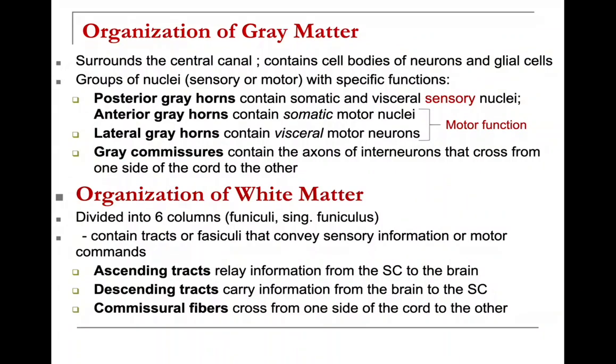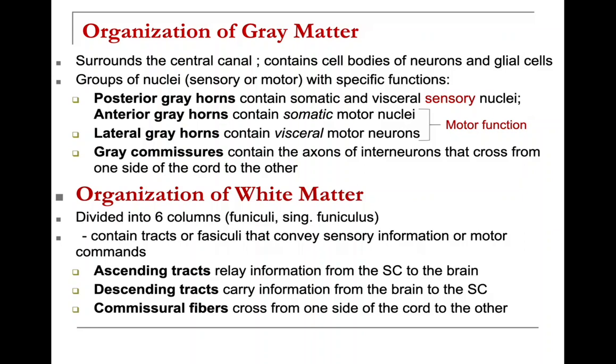So the gray matter is going to surround the central canal. It's going to have cell bodies of neurons and glial cells. There are groups of nuclei, sensory or motor, that are going to have specific functions. So your posterior gray horns are going to contain somatic and visceral sensory nuclei. Anterior gray horns will contain somatic motor nuclei. Lateral gray horns contain visceral motor neurons.